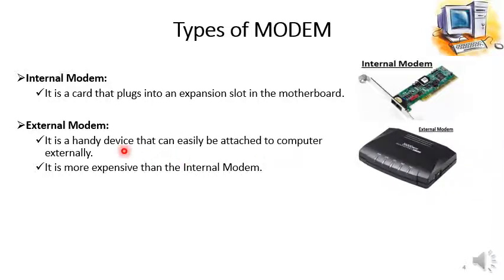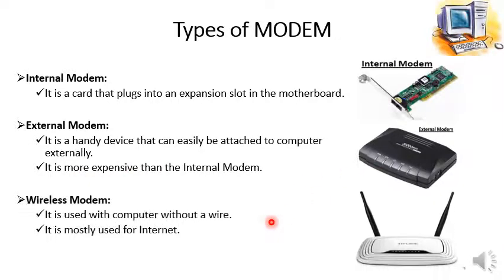Further, we also use external modems. It is a handy device that can easily be attached to the computer externally. It is more expensive than the internal modem. Then we also have wireless modems, which provide wireless connectivity to computers, laptops or mobile phones. It is used with a computer without a wire and is mostly used for internet. So these are the different types of modems that are normally used.